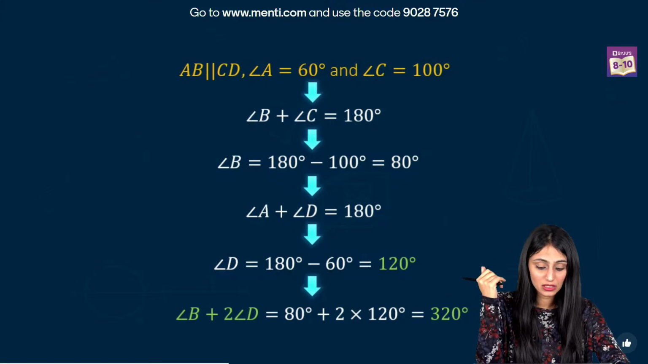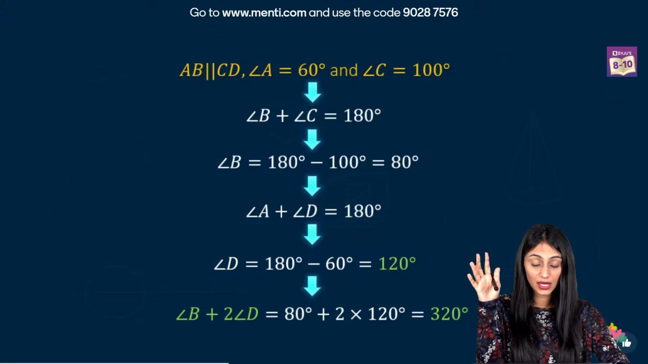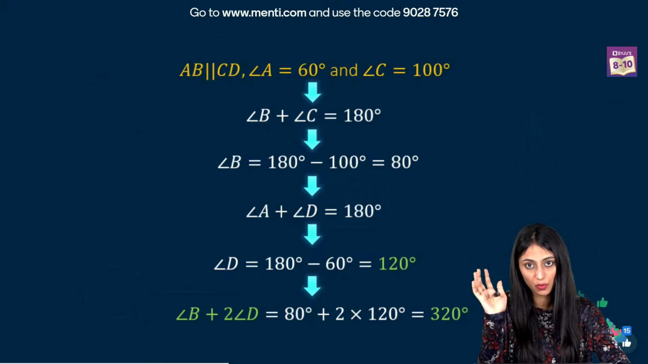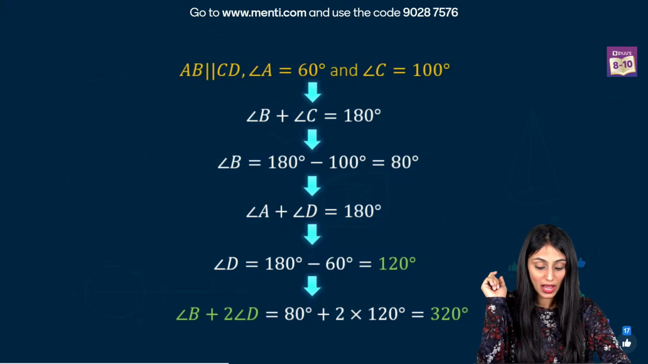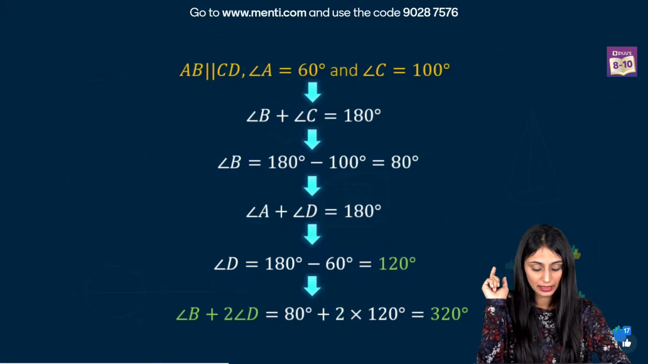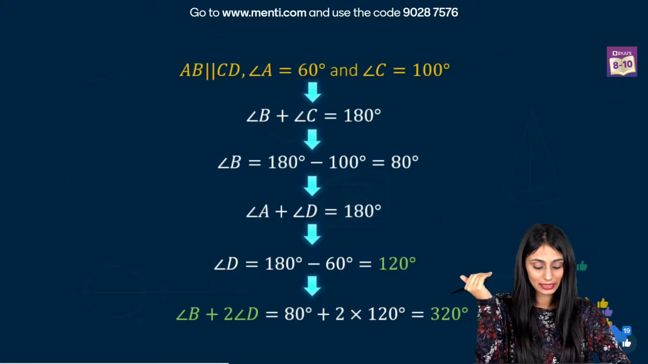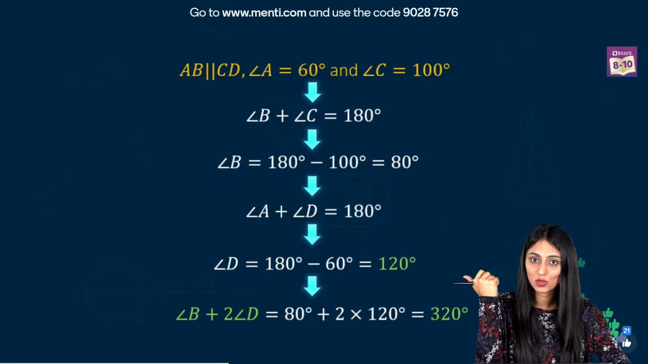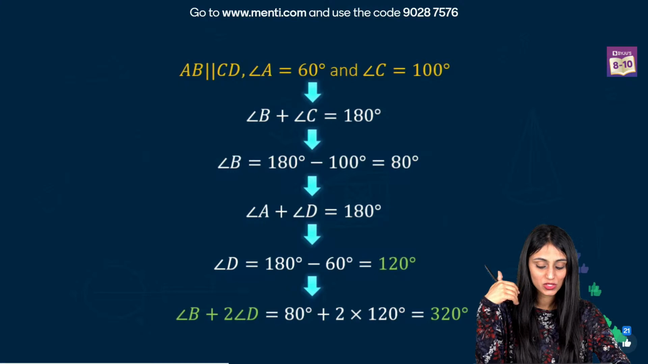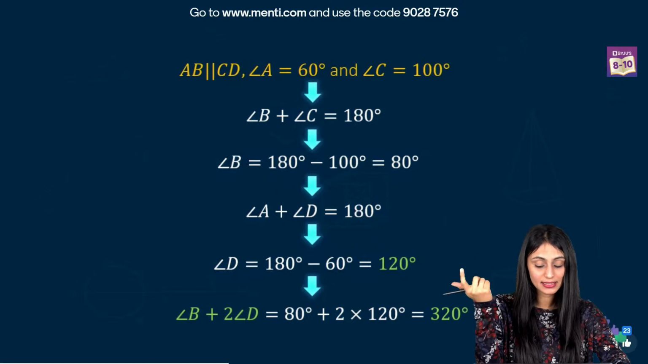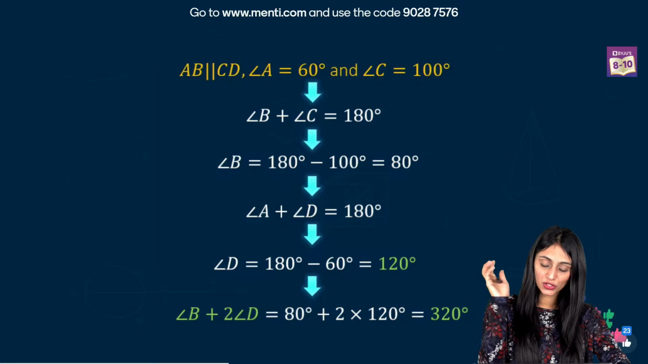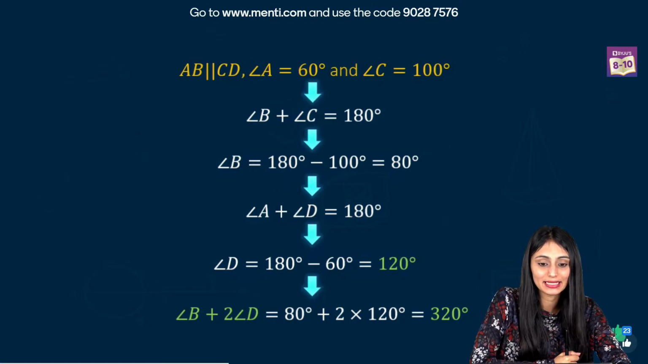AB is parallel to CD, angle A is 60 degrees, angle C is 100 degrees. Please make the figure for such questions. So angle B plus angle C would be 180 degrees in that case, right? So from here I can get the value of angle B, that's going to be 80 degrees. So angle A plus angle D is also 180 degrees since it's a trapezium, right? So co-interior angles are formed here. So angle D would be 180 degrees minus 60, that's 120 degrees. So angle B plus twice angle D, just substitute the values, you get 320 degrees.